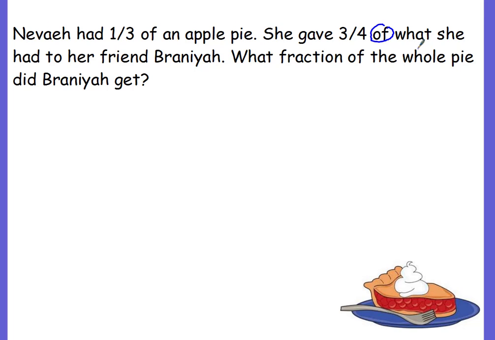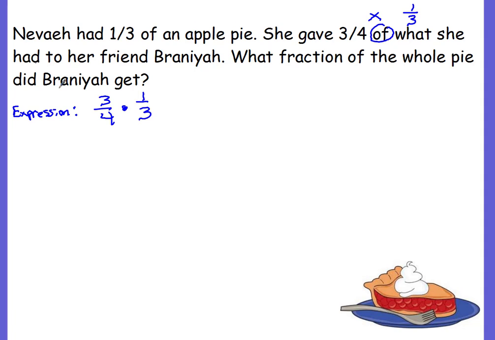Well, what did she have? She had 1/3 of an apple pie. So she's going to give 3/4 of the 1/3. This "of" does not mean to divide. It means to multiply. So we're going to multiply 3/4 times, and I'm going to use the dot for multiplication, 1/3. This is our expression. Always write your expression. You want to see what it is you have to do to solve this problem.